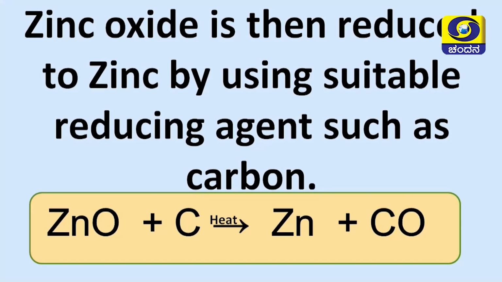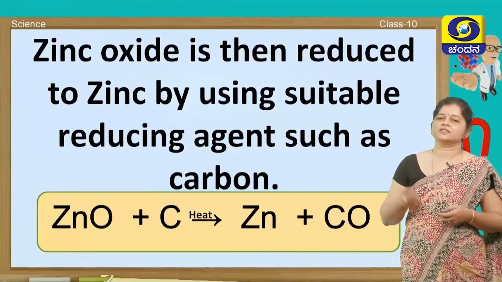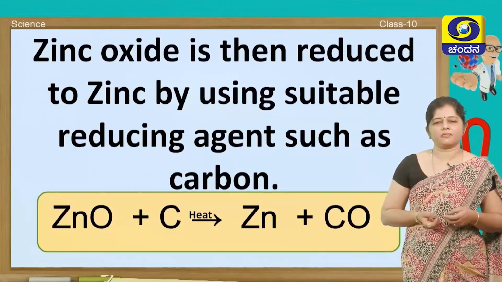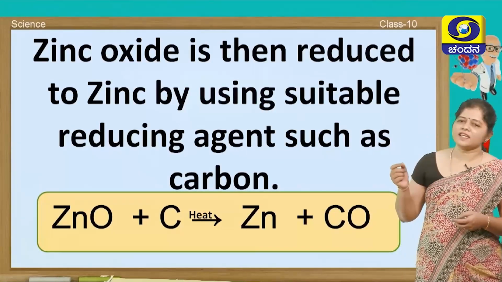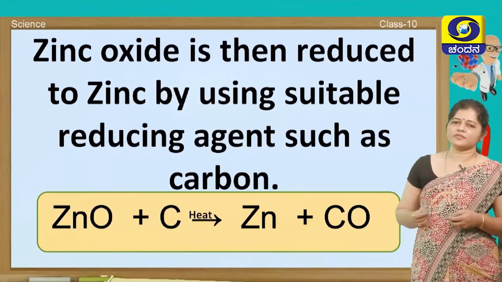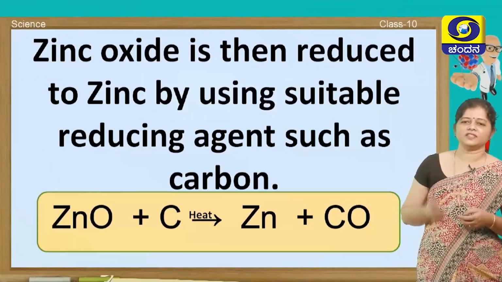This zinc oxide is then reduced to zinc by using a suitable reducing agent such as carbon, coke. So, we use coke, which is an allotropic form of carbon, as a reducing agent. So, now when zinc oxide is heated with coke or reduced with coke, you get the metal zinc, and carbon monoxide is evolved in the process.